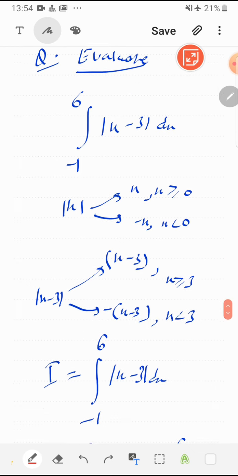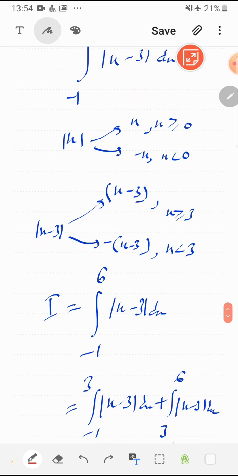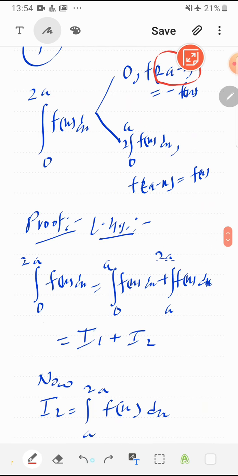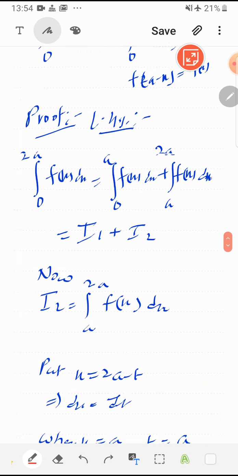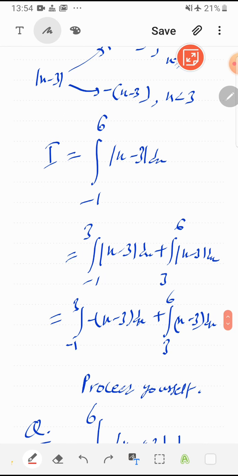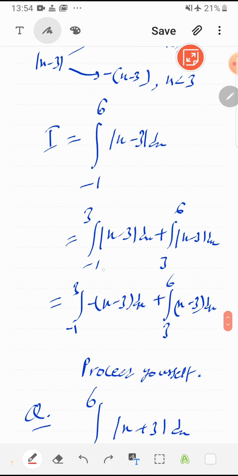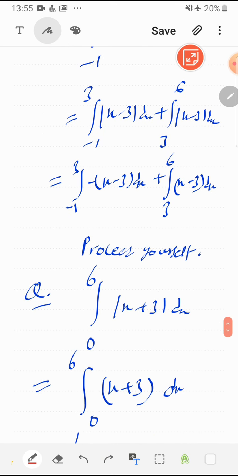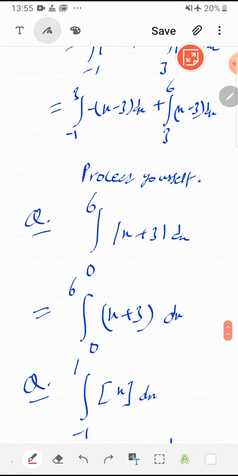So similarly, mod of x minus 3 will be x minus 3 when x is greater than or equal to 3 and minus of x minus 3 when x is less than 3. So that means 3 is a turning point, so that we can split this integral into minus 1 to 3 and 3 to 6. 3 is the upper limit, so that means x is less than 3 here, so it will be negative of x minus 3. And 3 is the lower limit here, that means x is greater than 3, so it is x minus 3. After that you can proceed yourself, it's very simple.